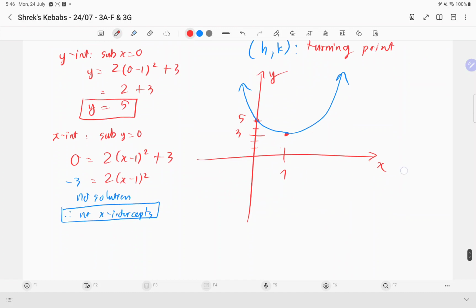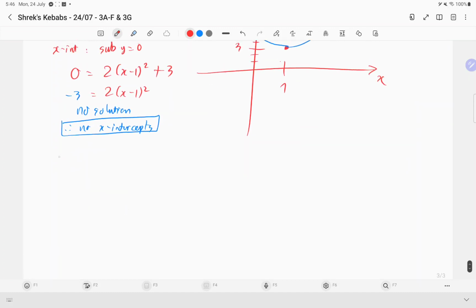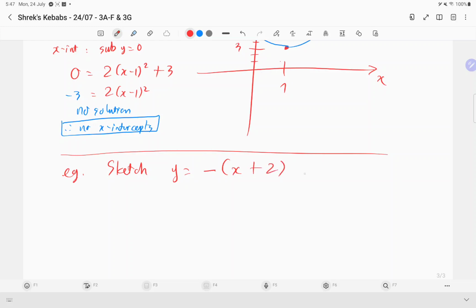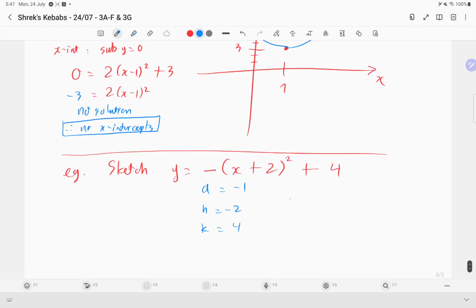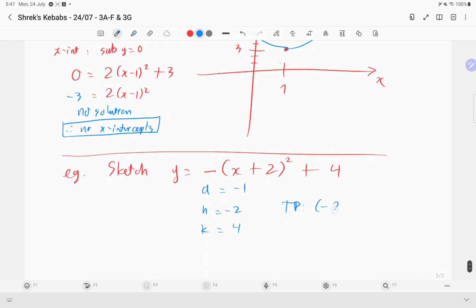All right, I'll show you a version with x-intercepts. So another version with x-intercepts would be, let's say, sketch y equals negative (x plus 2) squared plus 4, for example. So what are a, h and k? a is negative 1, h is negative 2, k is 4. Yep, negative 2 and positive 4. Good, because this is minus h. All right, so what's the turning point? Negative 2, 4.